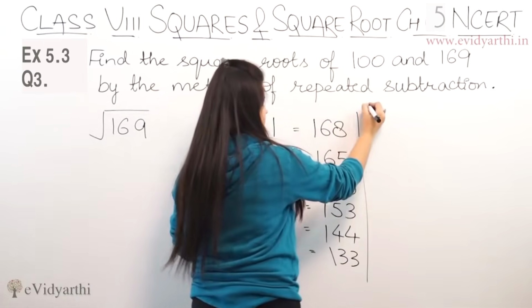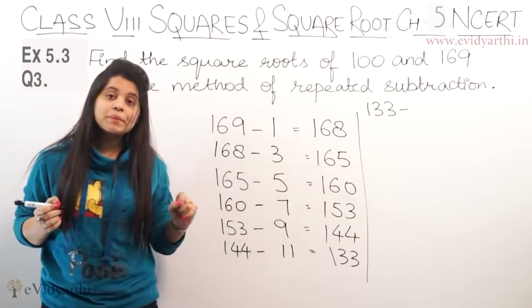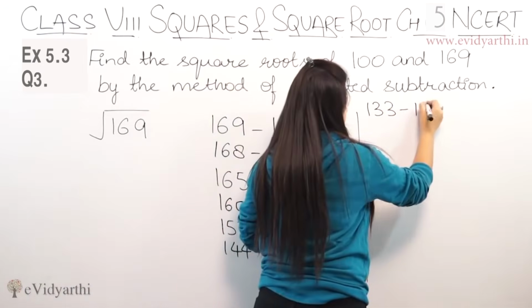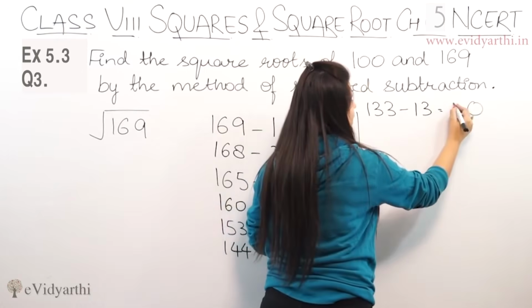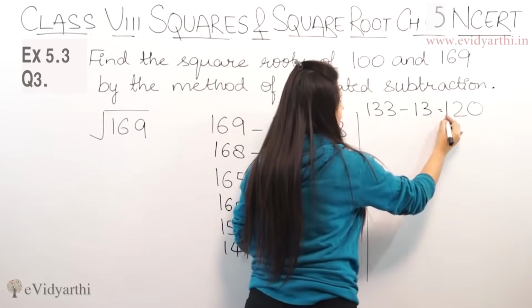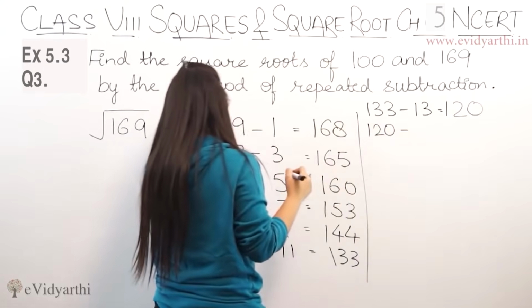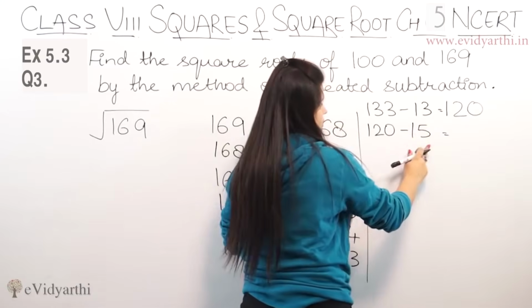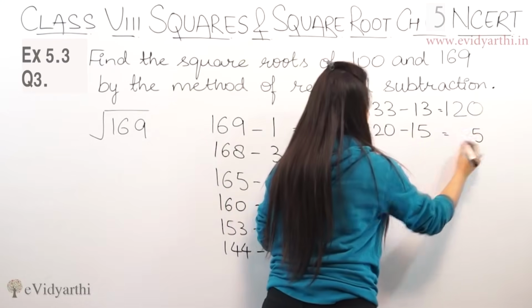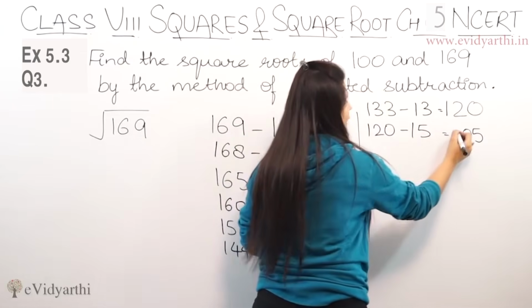So अब जो हमारे पास नंबर आया that is 133 minus next odd number क्या है? 13. So this will be 3 minus 3, 0. 3 minus 1, 2 and 1. So now 120 minus 13 के बाद next odd number क्या होगा? 15. So 10 minus 5, 5. This will become 1. 1 minus 1, 0 and 1.